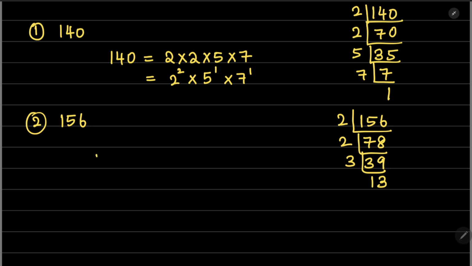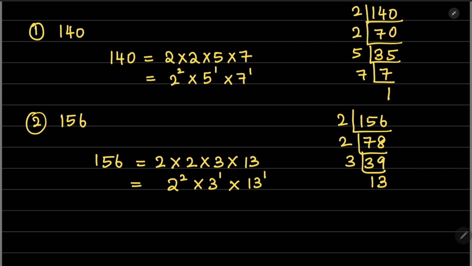So 156 can be written as 2 multiplied by 2 multiplied by 3 multiplied by 13, which is nothing but 2 square multiplied by 3 raised to the power 1 multiplied by 13 raised to the power 1. Whenever you have a combination of 2 square into 3 into 13, it is unique, so it can only be equal to 156. It cannot be any other number.